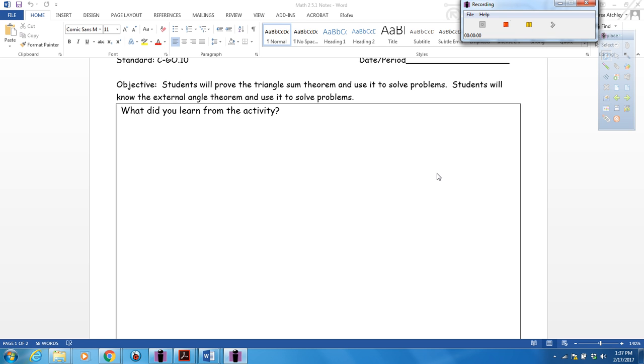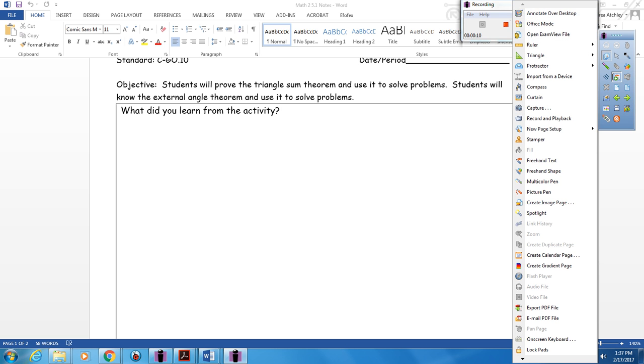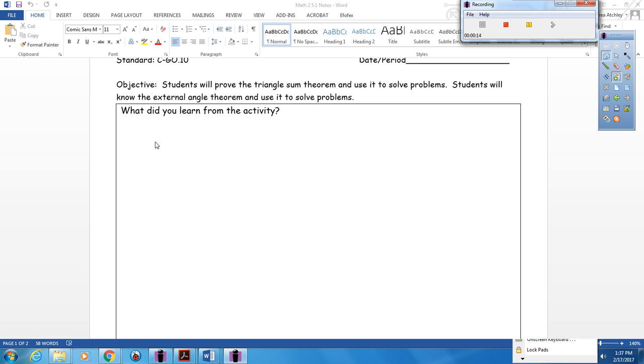Learn from our activity that we did on Tuesday, where we had to rotate our triangles. We learned quite a few different definitions and theorems.